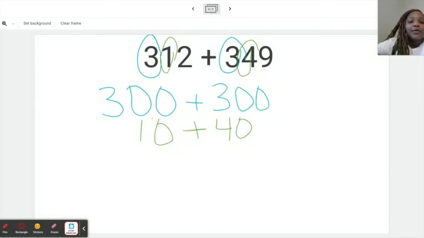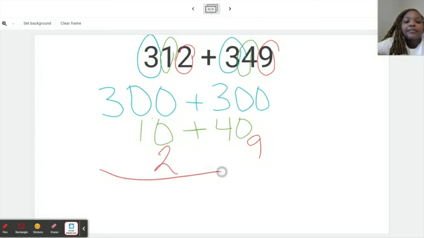Then next, I'm going to write a 2 because my 2 is in my ones. And then I have a 9 in the other one. So I'm going to write 2 here and 9. So now I already looked at my numbers, so I broke it apart. So now that I have that, I'm going to add my answers.